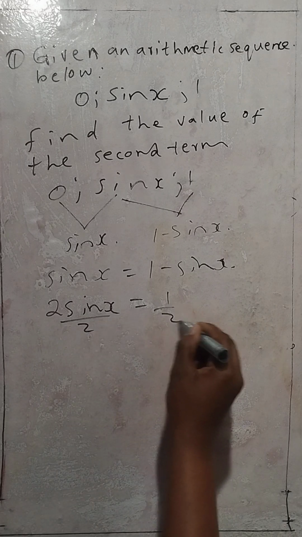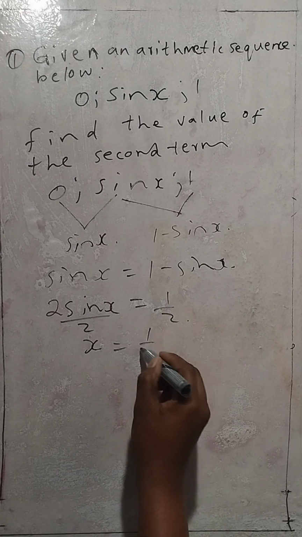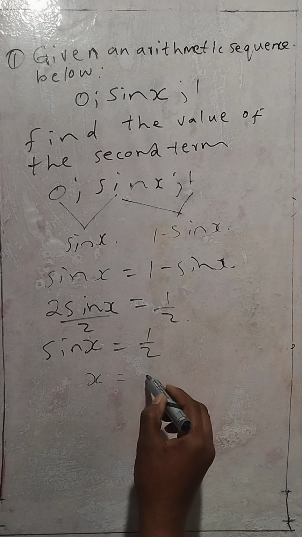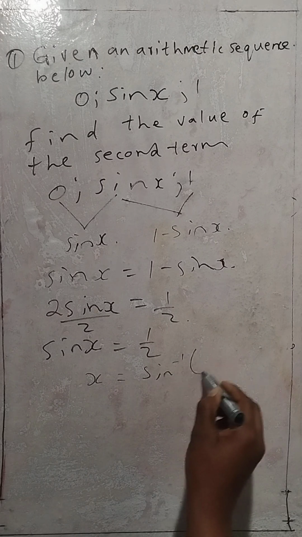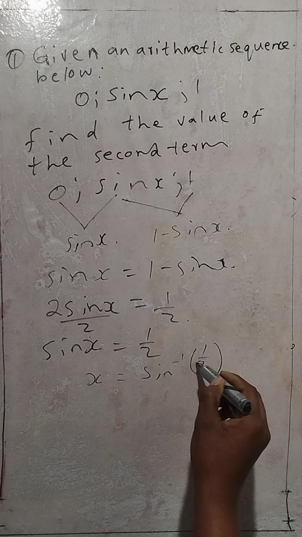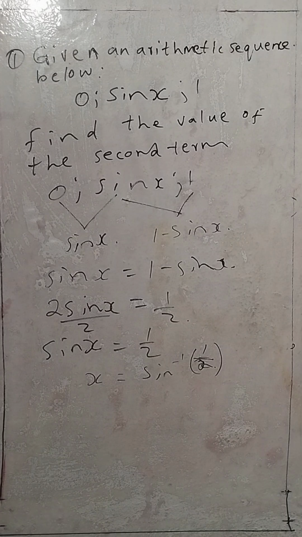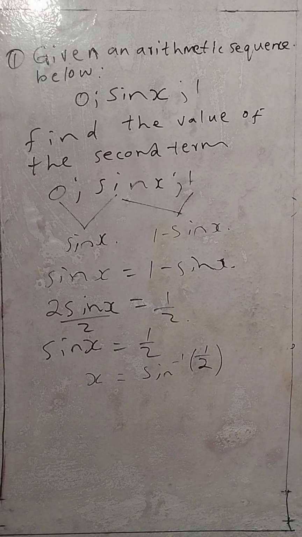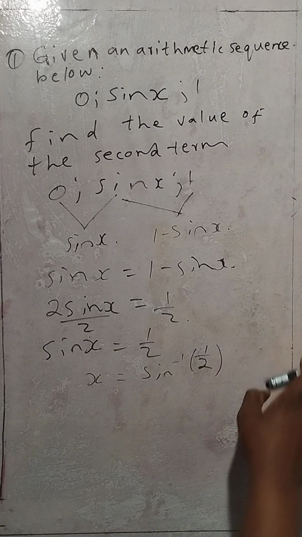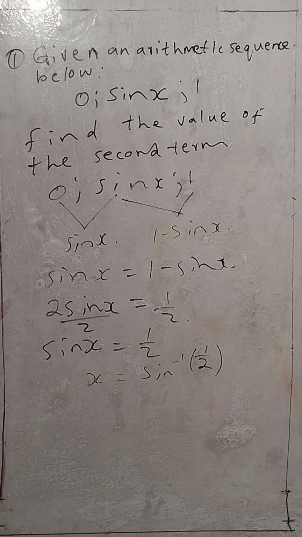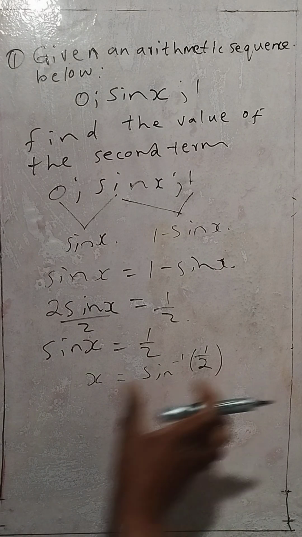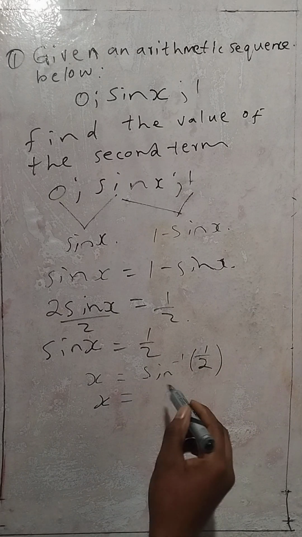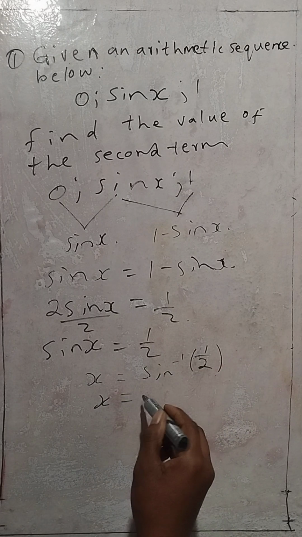We have sine x plus sine x, which is 2 sine x. Divide both sides by 2, then sine x equals a half. Then x equals sine inverse of half. Let me write it clearly, sine inverse of half. We press the calculator here. Even if we don't press the calculator, we know from the special angles that sine 30 is half, meaning sine inverse of half is 30. But we don't need to worry much, just press the calculator and you get 30.